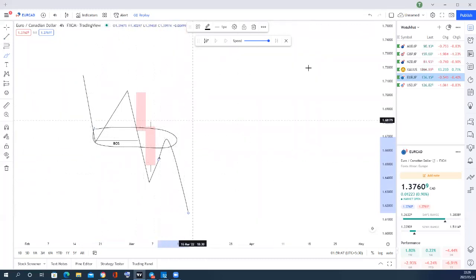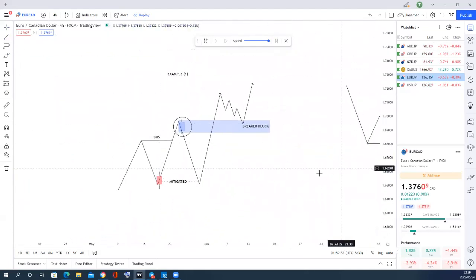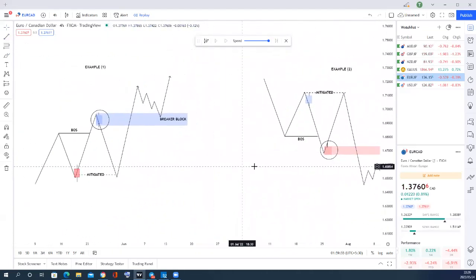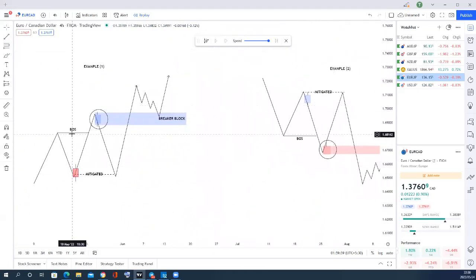and then push downside afterwards. Then I'm going to show you guys some examples of the possible movements that you can see from breaker blocks. So these are the two examples of the breaker blocks. I'm going to start with the first one.